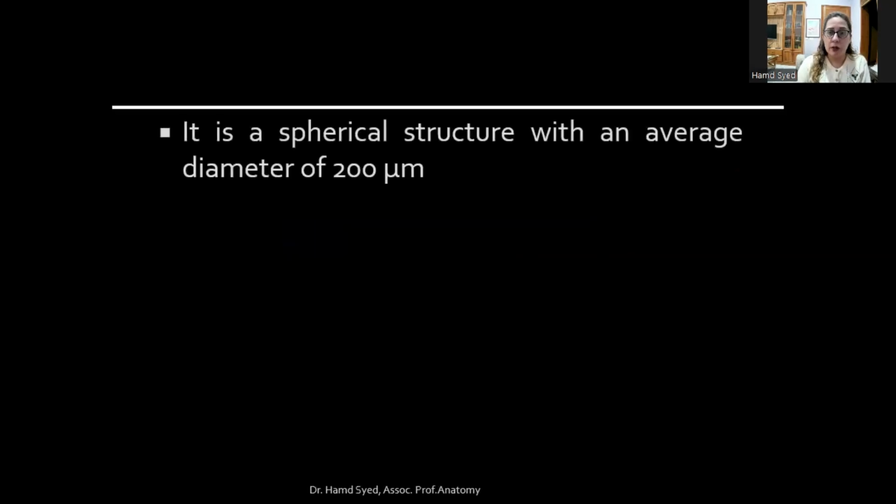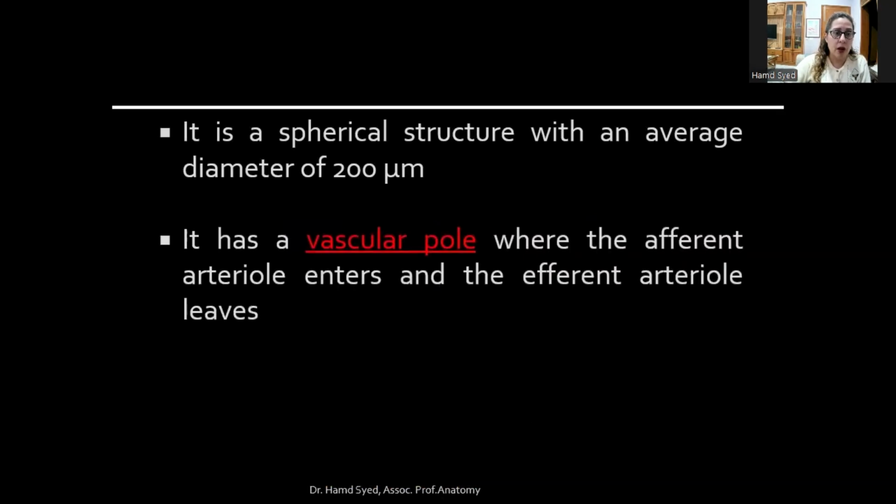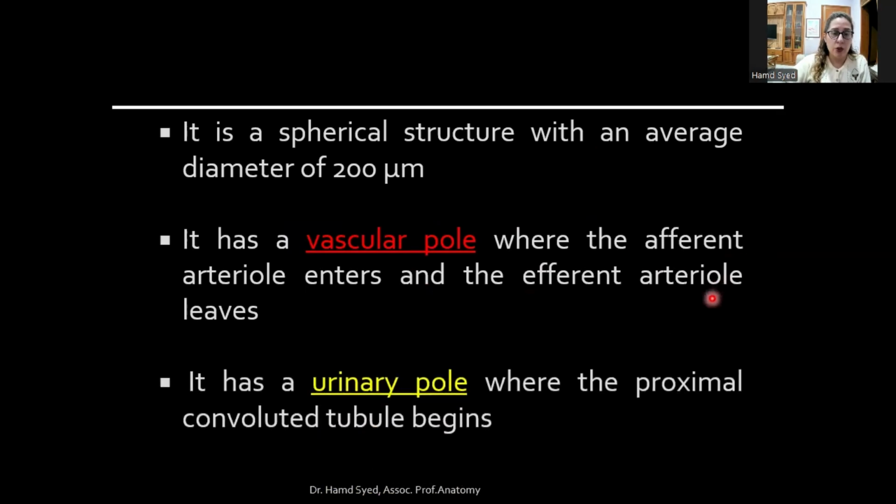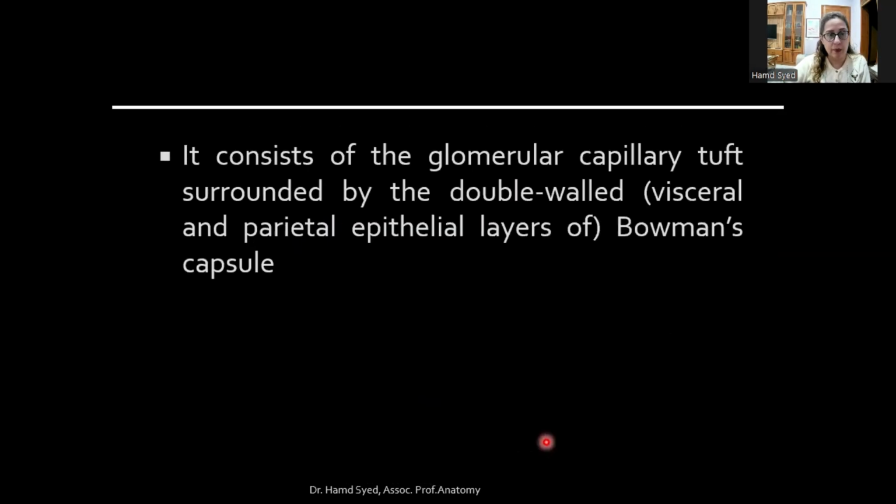I told you it's a spherical structure. It has an average diameter of about 200 microns. It has two poles, a vascular pole and a urinary pole. The vascular pole is where the afferent arteriole enters and the efferent arteriole leaves, whereas the urinary pole is where the proximal convoluted tubule begins.